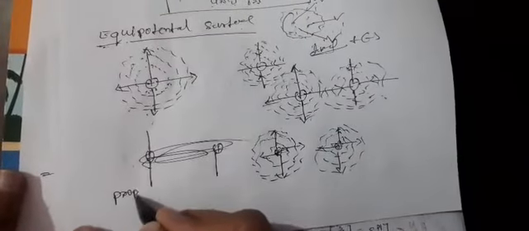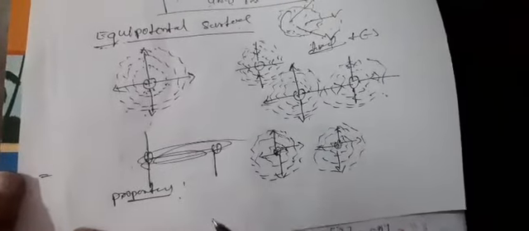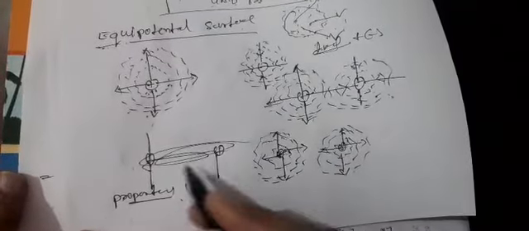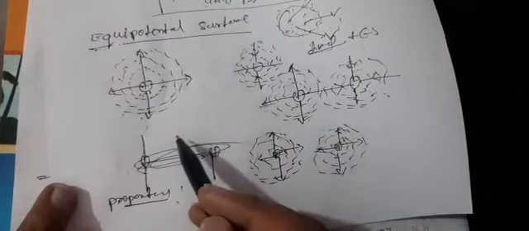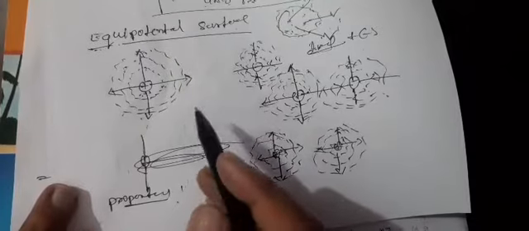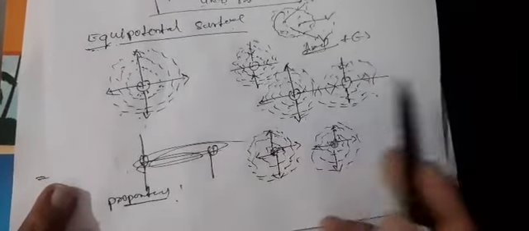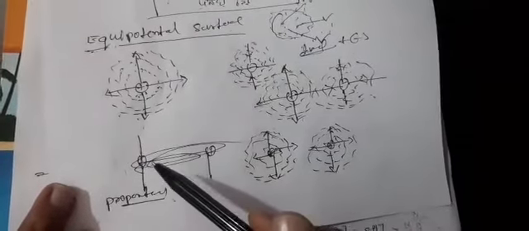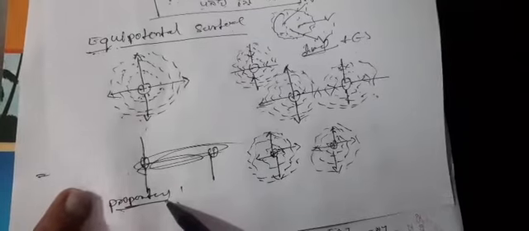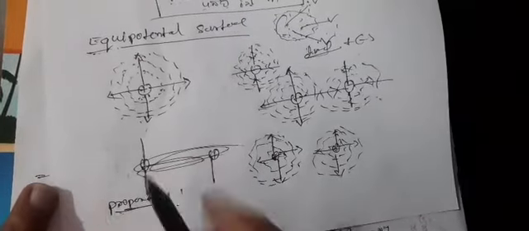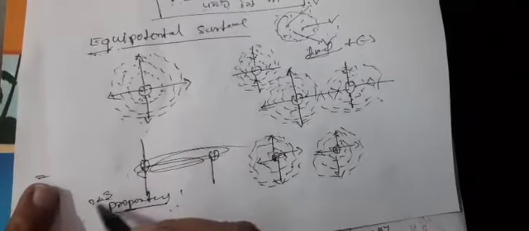What are the properties of equipotential surfaces? Properties are also important. Two-mark questions are important. This diagram is important for one-mark questions. The question is: draw the equipotential surface of a dipole system. This type of question is important. Next, properties: write any two properties of equipotential surfaces. Two and three mark questions are important.